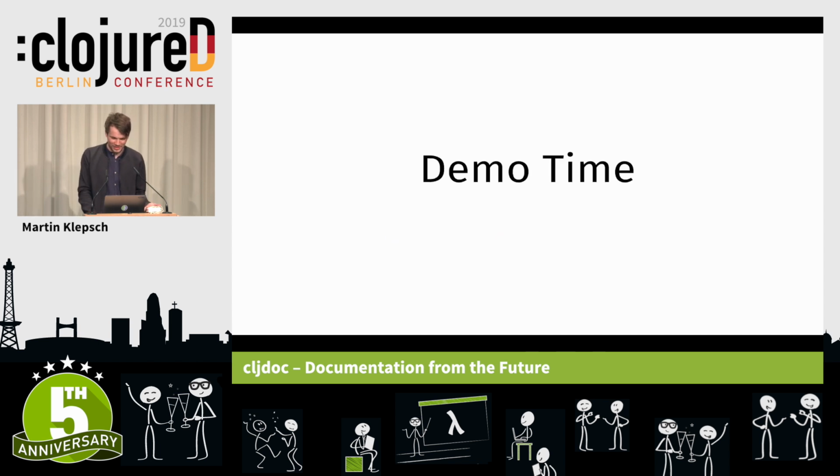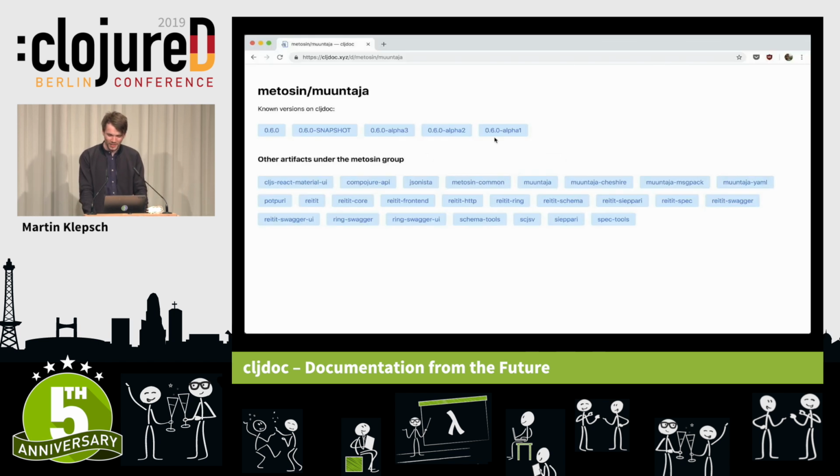Usually this slide comes in the middle, but yeah, demo time. We're just going to rush through a couple of things that cljdoc does and what's special about it in my obviously biased view. First thing, cljdoc is a website that provides documentation for Clojure libraries. And it provides that in a versioned way.